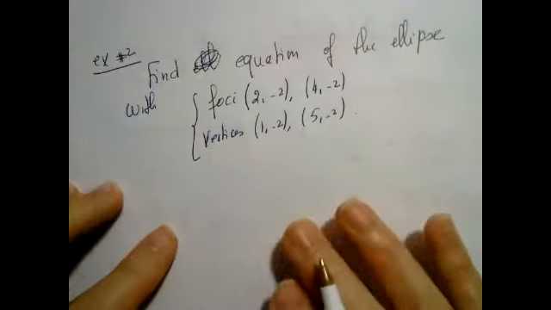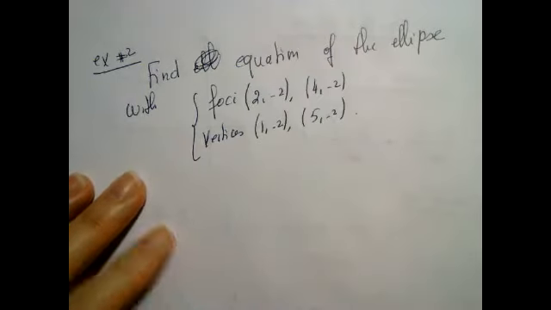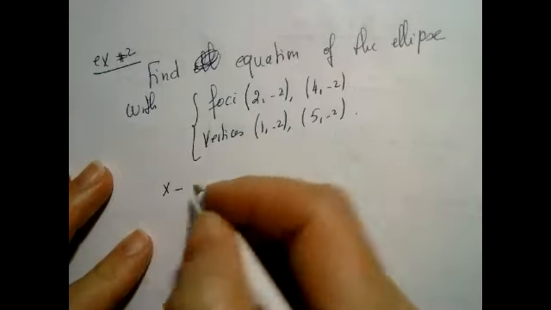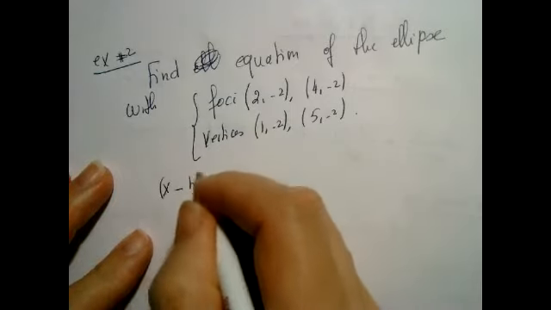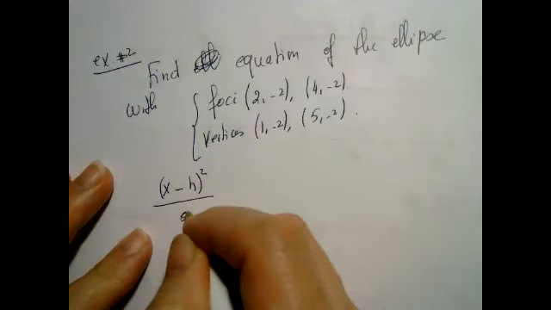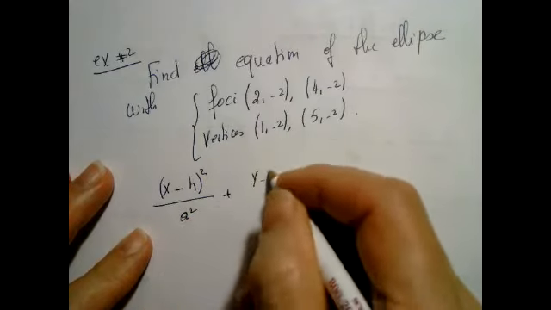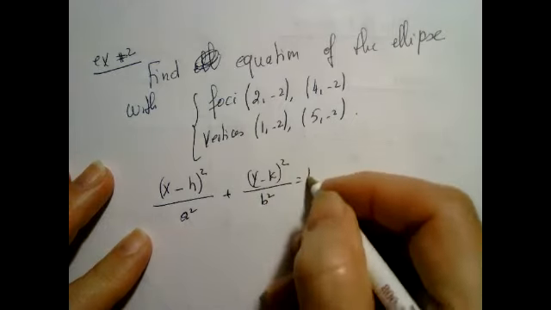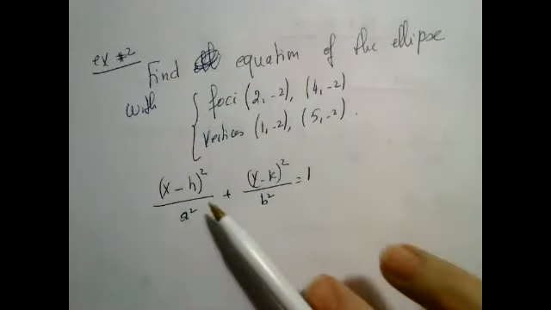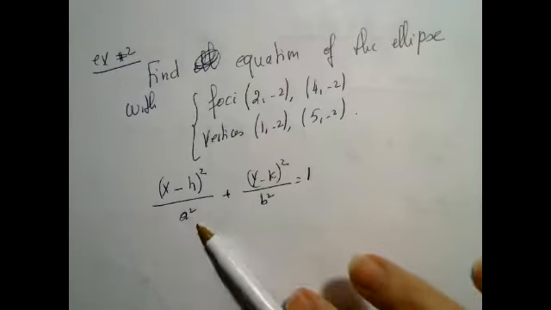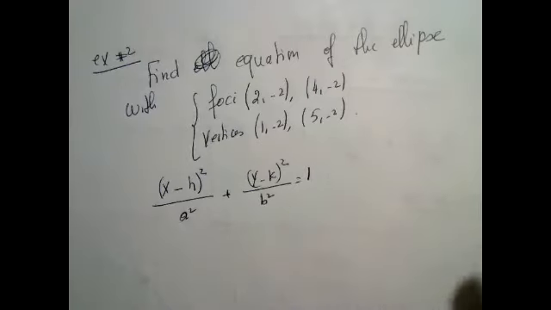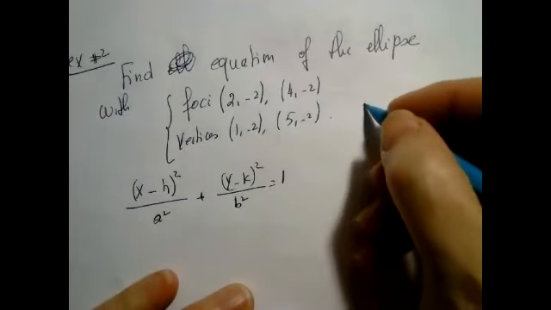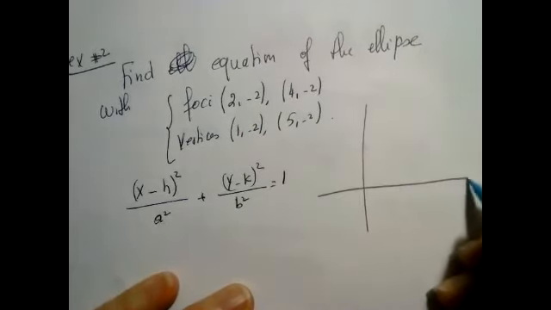Okay, so we need to find the equation of the ellipse. First, let us see what is the equation. That's of course not centered at the origin, that's the general equation. Okay, and what we need is to find the center, we need to find A, and we need to find B. So let us draw something a little bit to start understanding, interacting with those given.